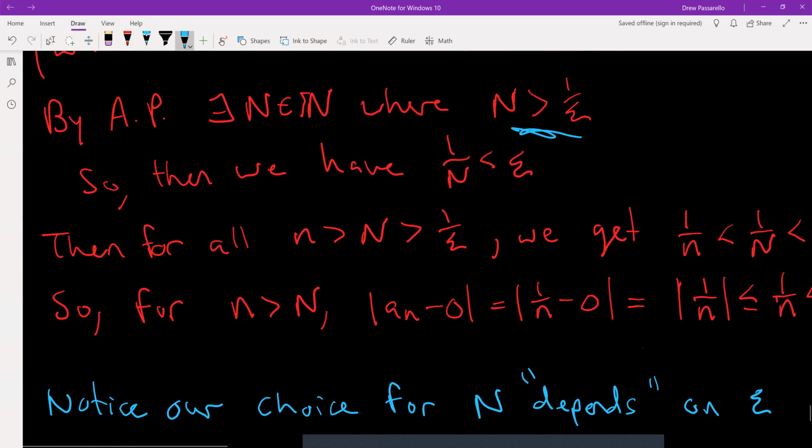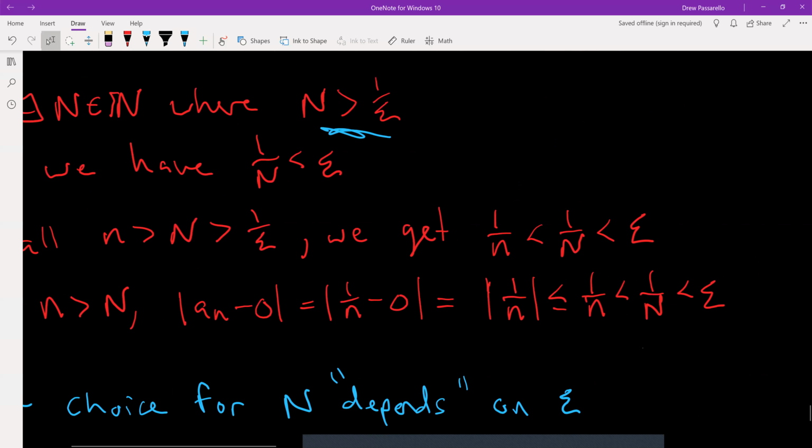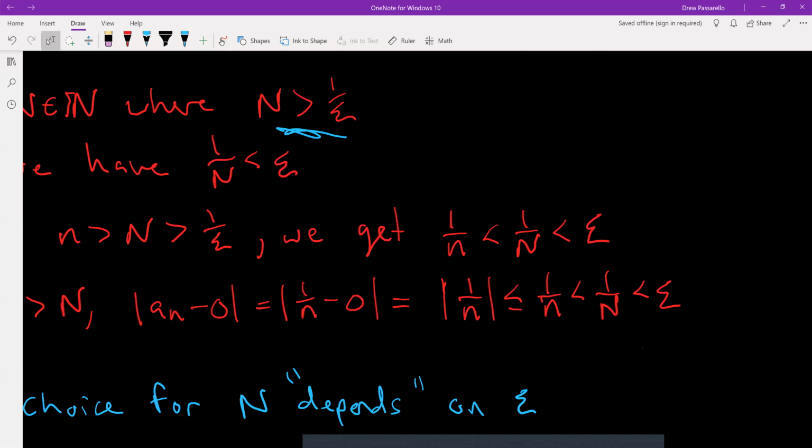All right, so for little n bigger than capital N, we have the absolute value of a_n minus 0, because our limit is 0, and our terms have the structure 1 over n, so it's 1 over n minus 0. That's equal to the absolute value of 1 over n, which is less than or equal to 1 over little n. But we know that 1 over little n is less than 1 over capital N, and we also know 1 over capital N is less than epsilon. And so that completes the proof.